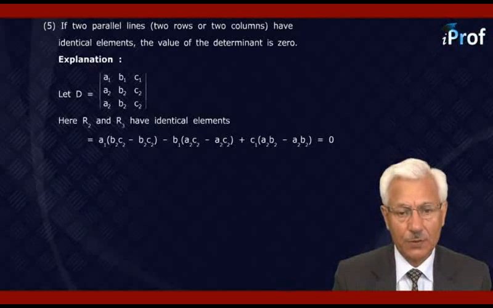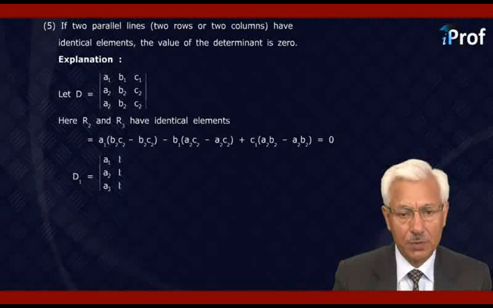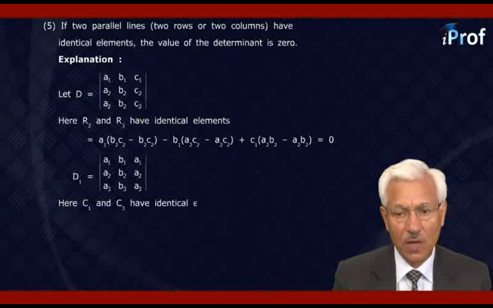Let D1 equal A1, A2, A3 as the first column, B1, B2, B3 as the second column, and A1, A2, A3 as the third column. Here C1 and C3 have identical elements.